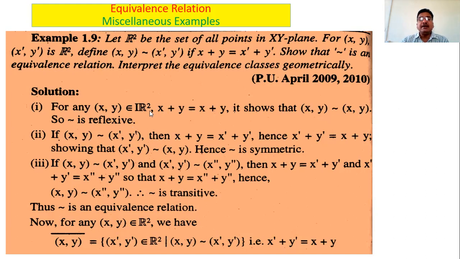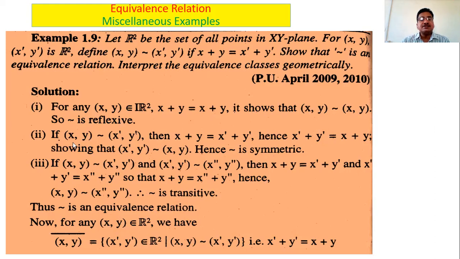When the relation is reflexive, each element of the set is related to itself. So this is the set R2, and if we take (x, y) as an element of R2, then (x, y) is related to (x, y). Why? Because the addition of these two, x plus y, and the addition of these two, x plus y, are both the same. Therefore (x, y) is related to (x, y), which means each element of R2 is related to itself, and therefore the relation wiggle is reflexive.